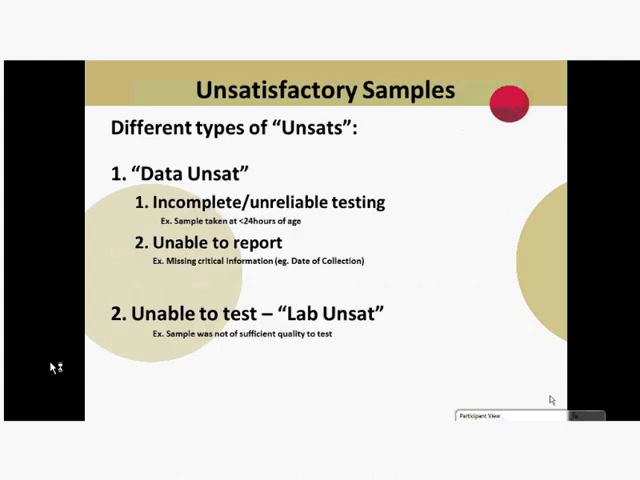There are two types of unsatisfactory samples received by Newborn Screening Ontario. The first type of unsatisfactory sample is referred to as a data unsat. Data unsats are missing key pieces of information essential for test interpretation and reporting. Date and time of birth and date and time of sample collection are considered critical fields. NSO uses these fields to calculate how old the baby was when the sample was taken. This information is important for accurate interpretation of the test results.